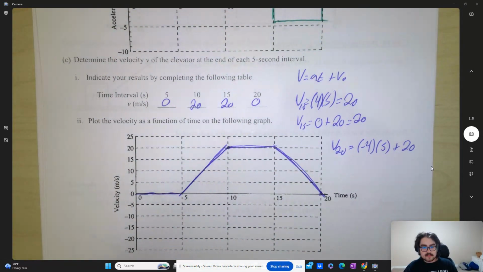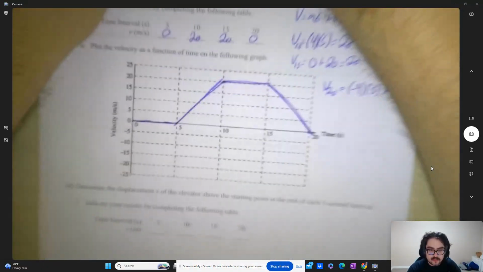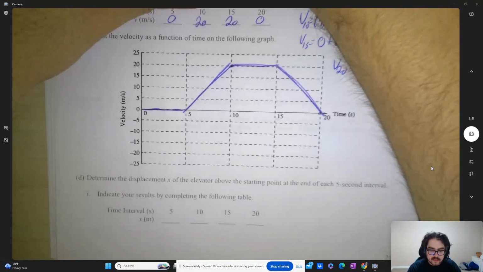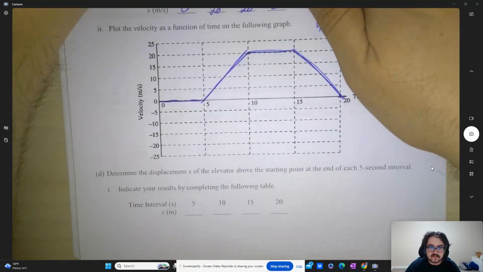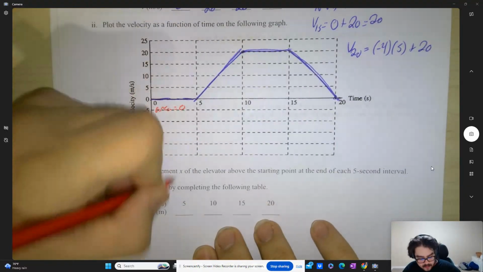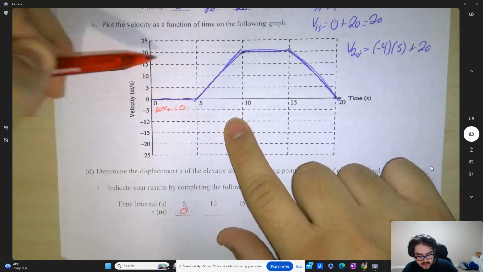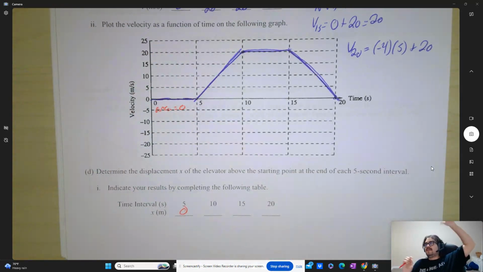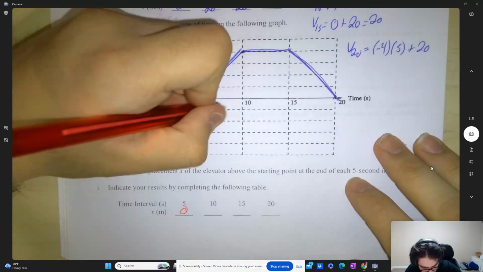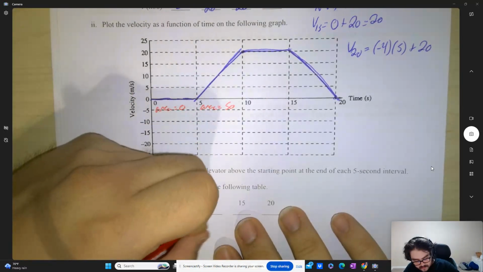Okay, the last part asks for displacement. The easiest way, in my opinion, to find the displacement is to just take the area under the velocity graph. There's no area under the first one, so there's no displacement there. Here we have a triangle. Our base is 5 and our height is 20, so one half of 20 times 5. 20 times 5 is 100, and half of that is 50. So the area here would be 50, which means that from 5 to 10, we traverse 50 meters up.